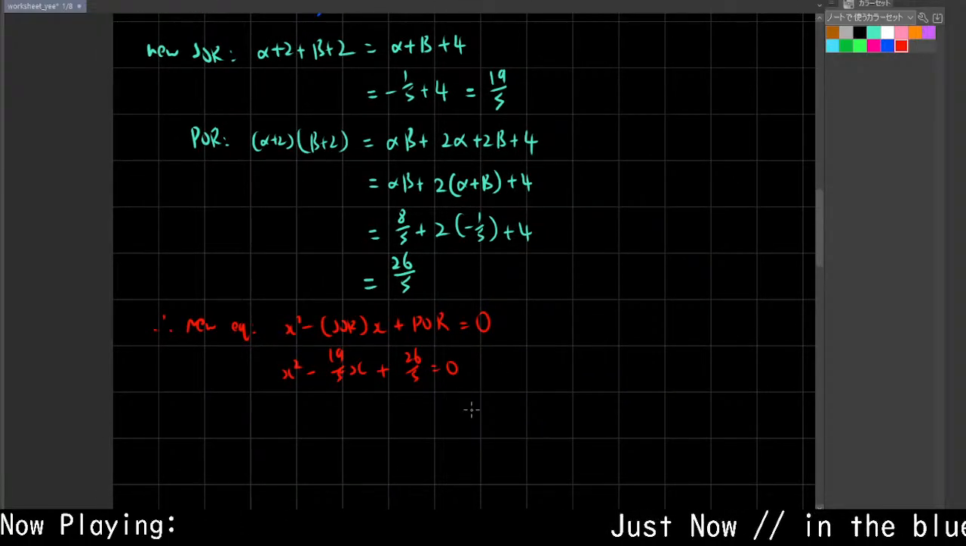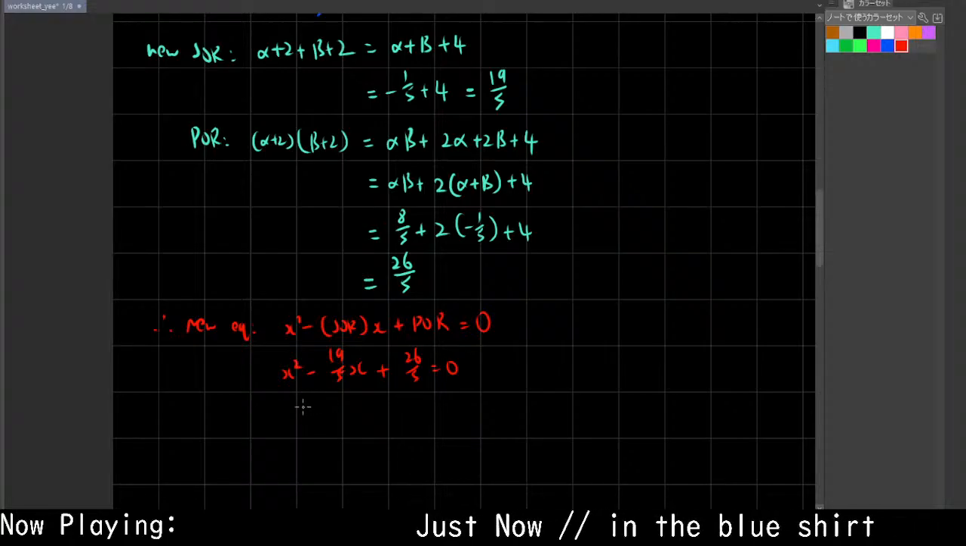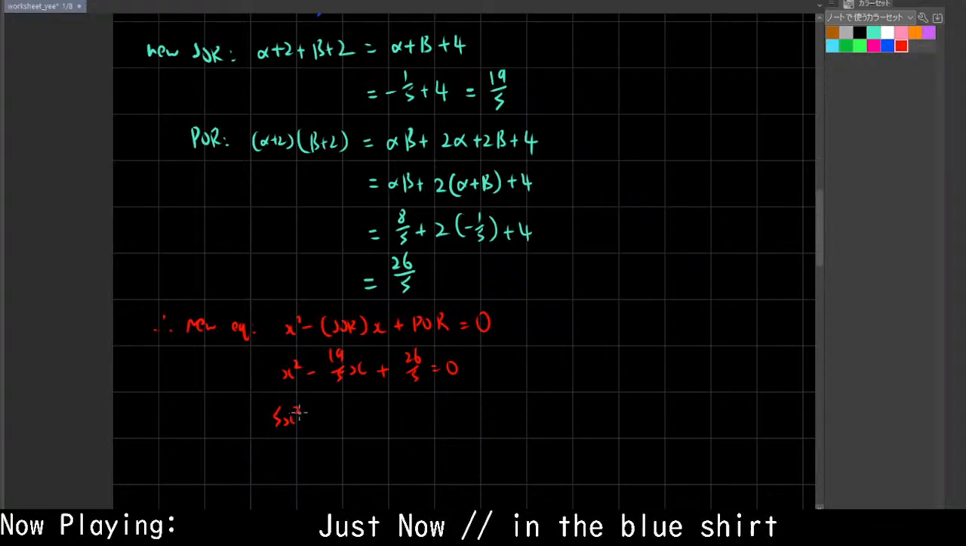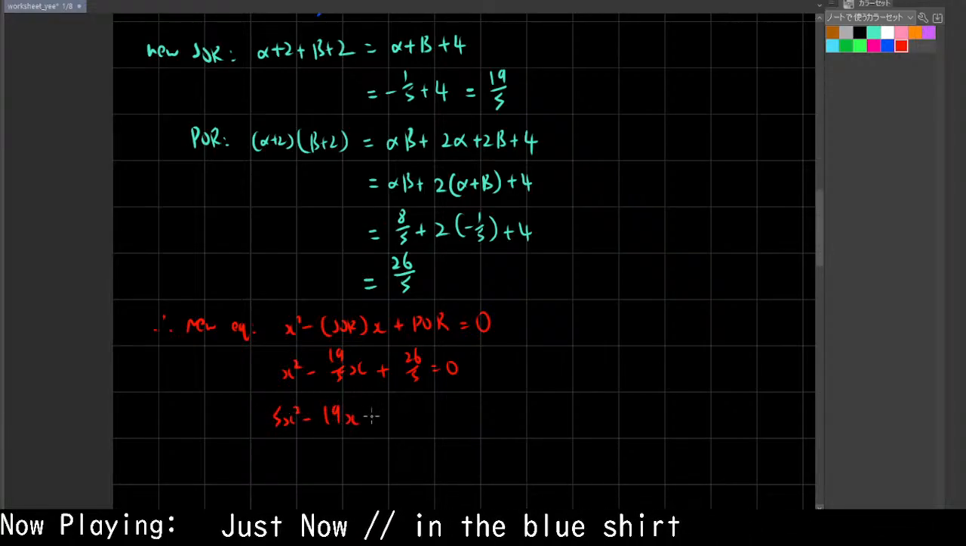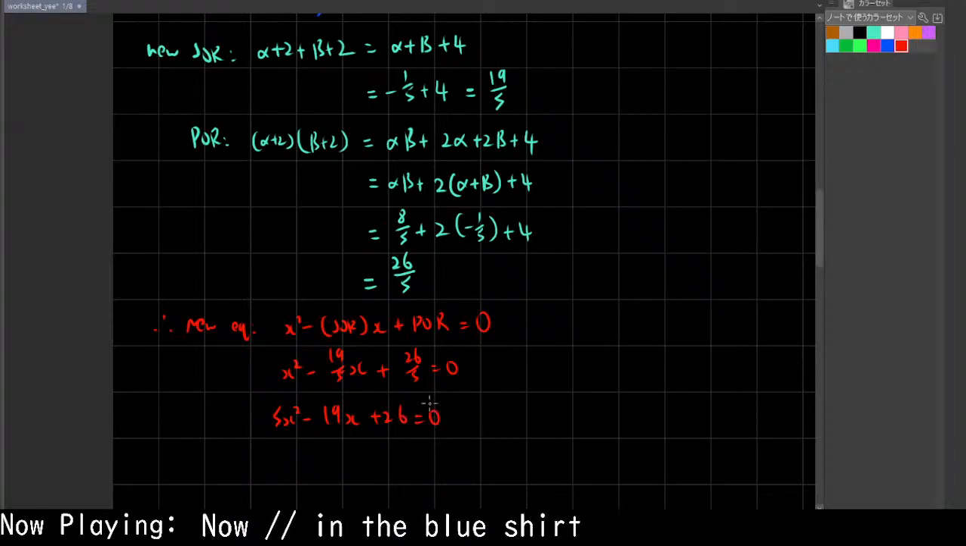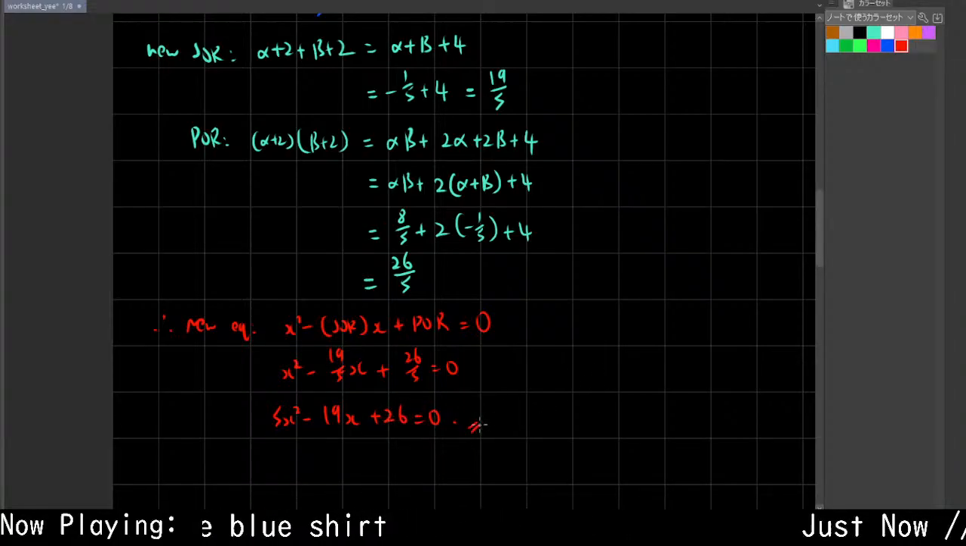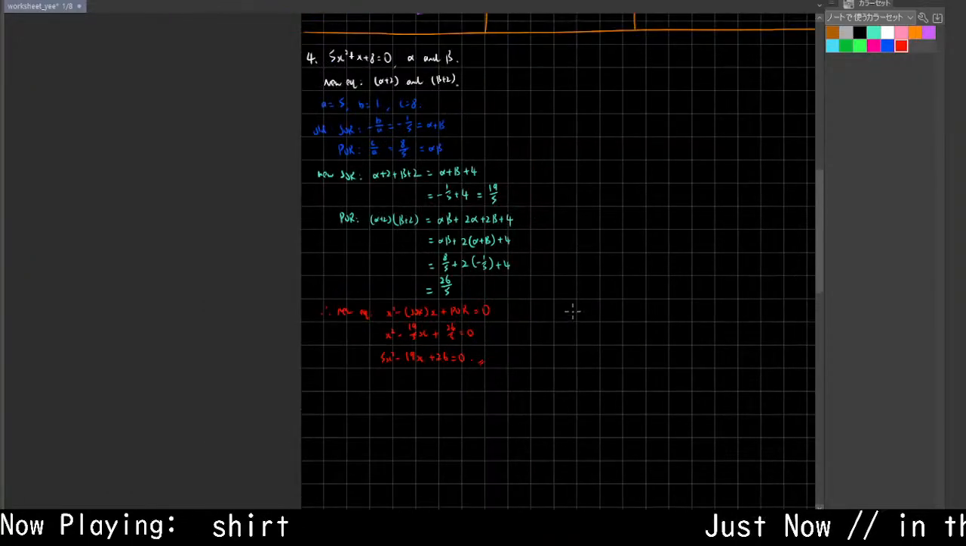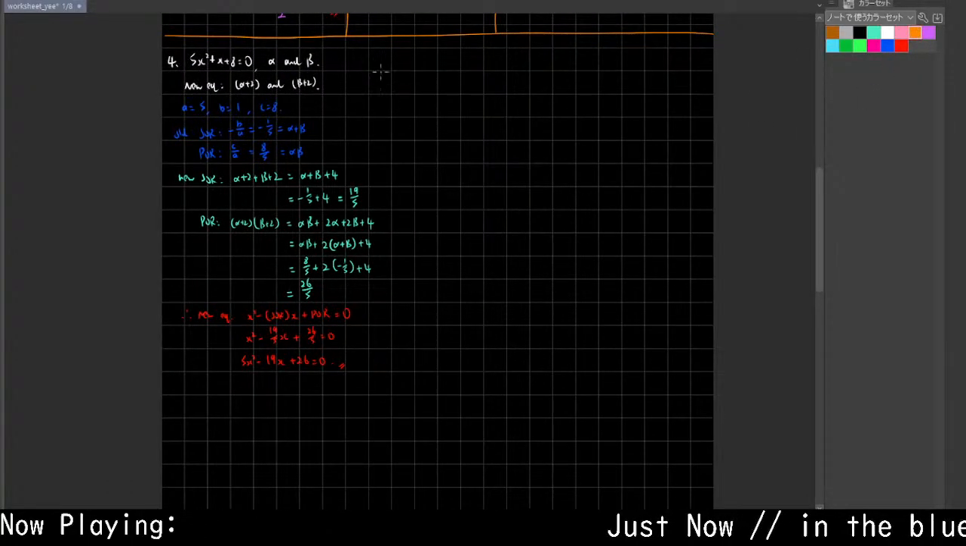To tidy it up, we want to get rid of the denominator, so we multiply everything by 5. Therefore, you get 5x squared minus 19x plus 26 equals 0. Okay, there you go. Done. Next question.